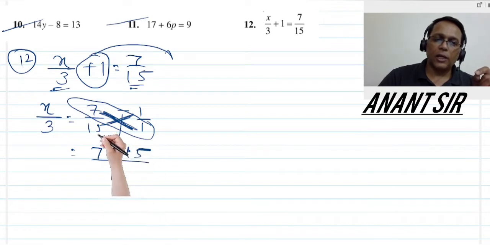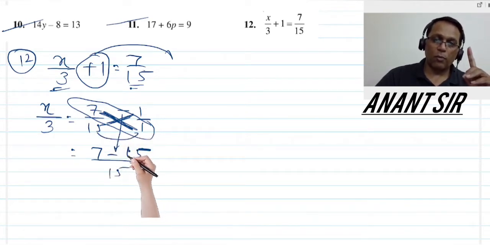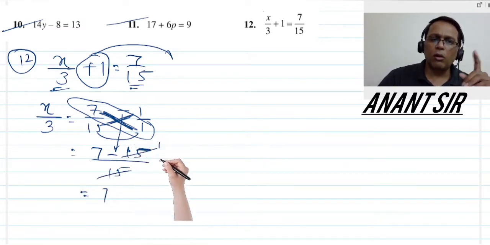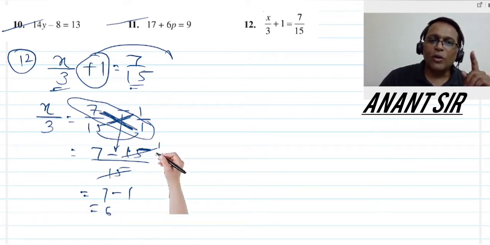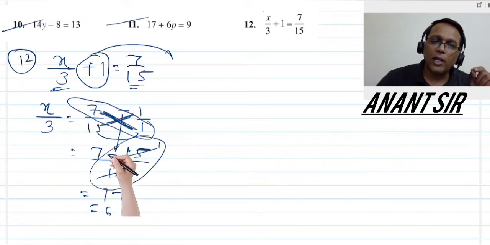And in the denominator again 15 ones are 15. Now one more common mistake students make: 15 and 15 get cancelled and what remains is 1, or maybe 7 minus 1 is 6. Okay, you cannot do it like this. If there is subtraction or addition between the two terms, we cannot simplify.